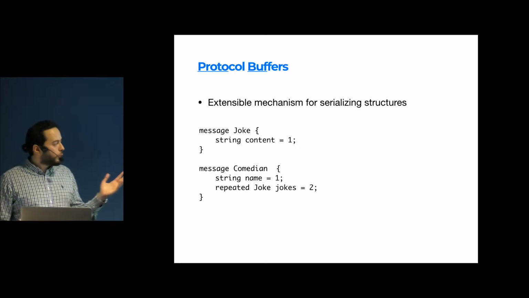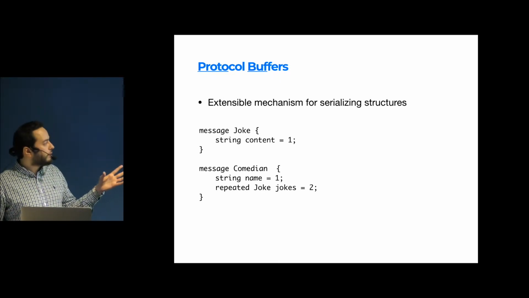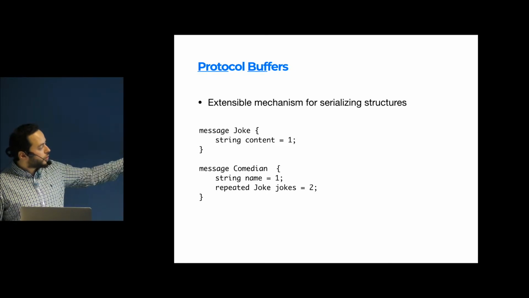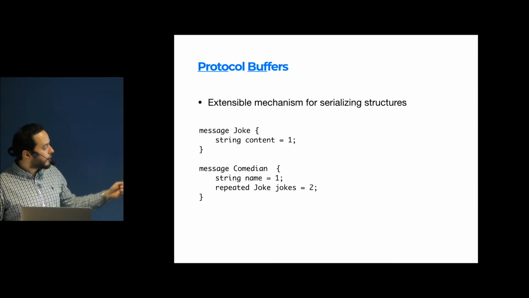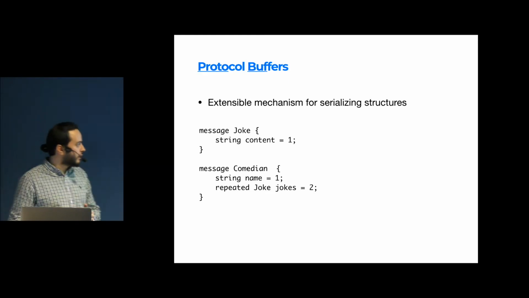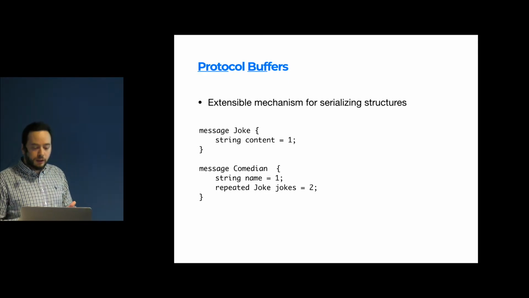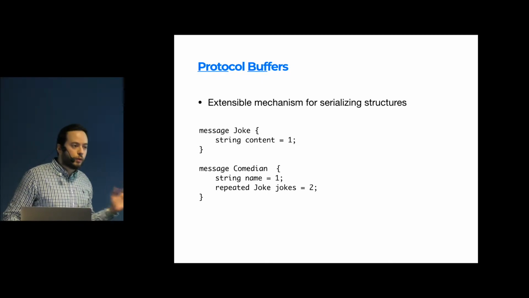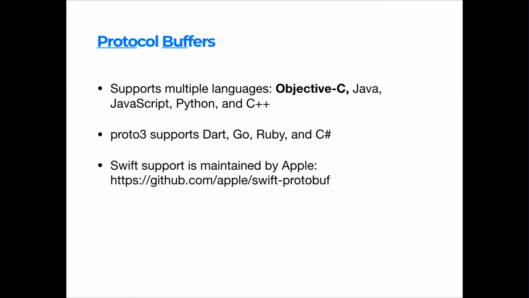So assume I'm defining two objects, like a joke and a comedian. You would have the field types and the field names along with the order of the fields, which helps with serializing and deserializing. And then you would be able to convert these objects into the language that you want. For example, you would be able to convert them into Objective-C, Java, JavaScript, Python, and C++. But there are many other languages that you can use.